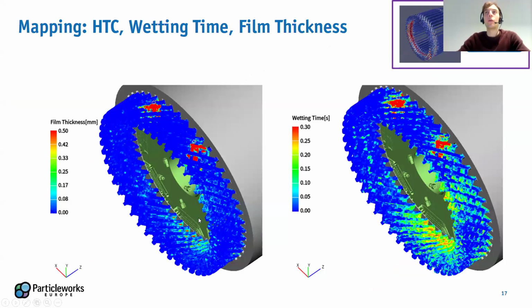The next step in the simulation workflow is then to map, so project the fluid properties and the cooling capabilities of oil, for instance, on the coils. So you see here different examples together with heat transfer coefficient, we can map also the thickness of the film of oil or the average wetted time. So they have an understanding of where the fluid ends up and how good the cooling system is.